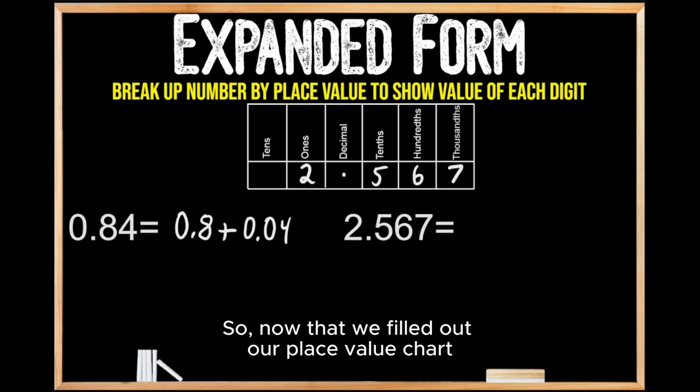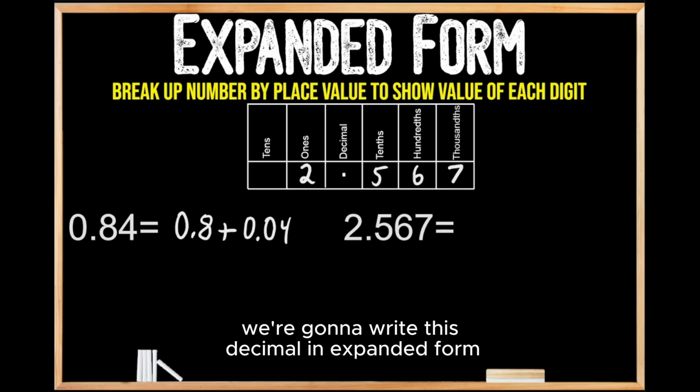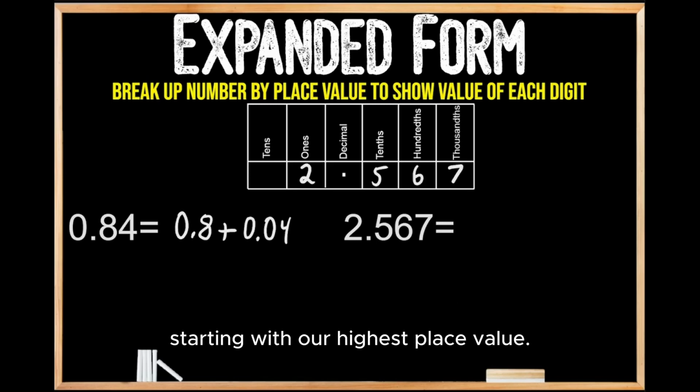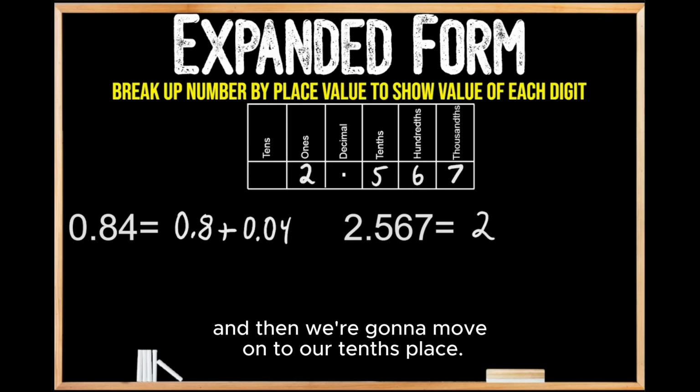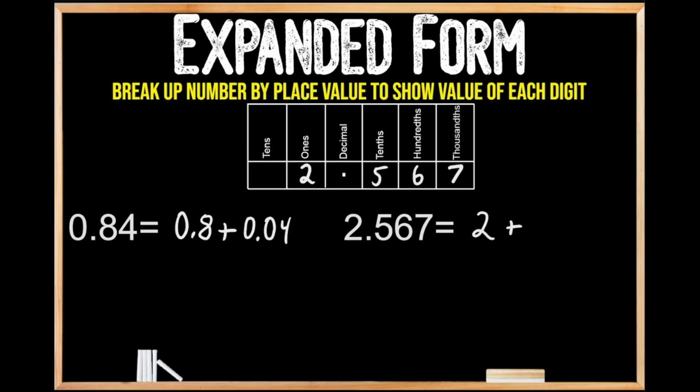So now that we've filled out our place value chart, we're going to write this decimal in expanded form, starting with our highest place value. Well, in this case, that just happens to be our ones place. So we're going to write our digit of 2 that's in our ones place, and then we're going to move on to our tenths place. And in our tenths place, we have a digit of 5. So we're going to write 5 tenths to show the value of that 5 in the tenths place.